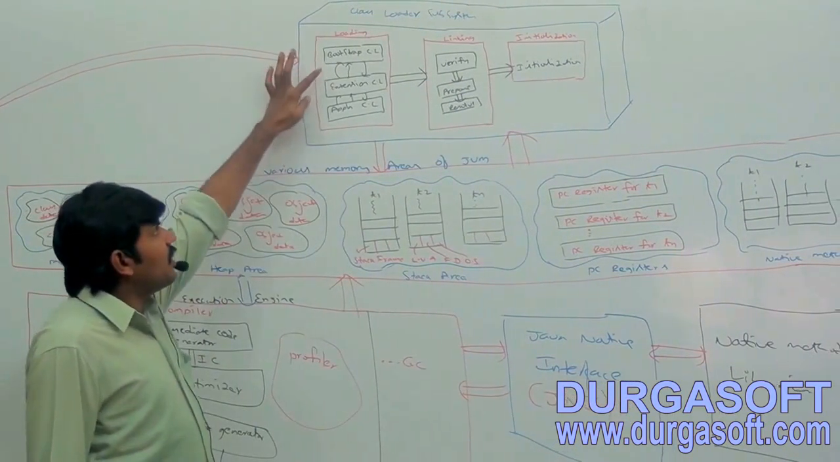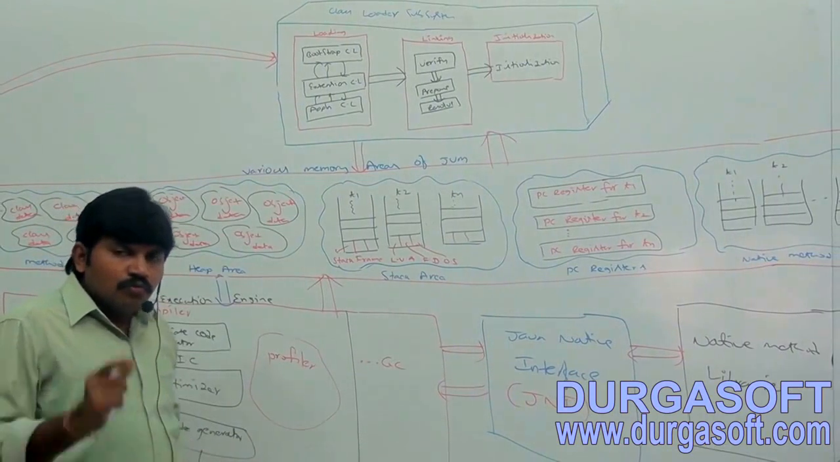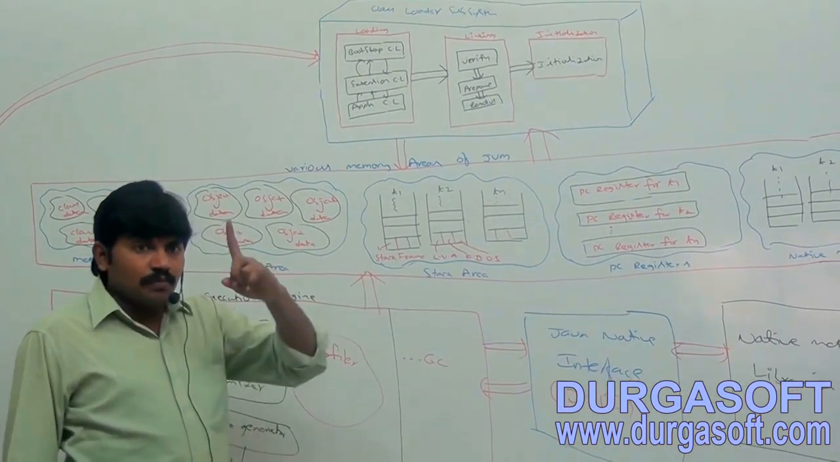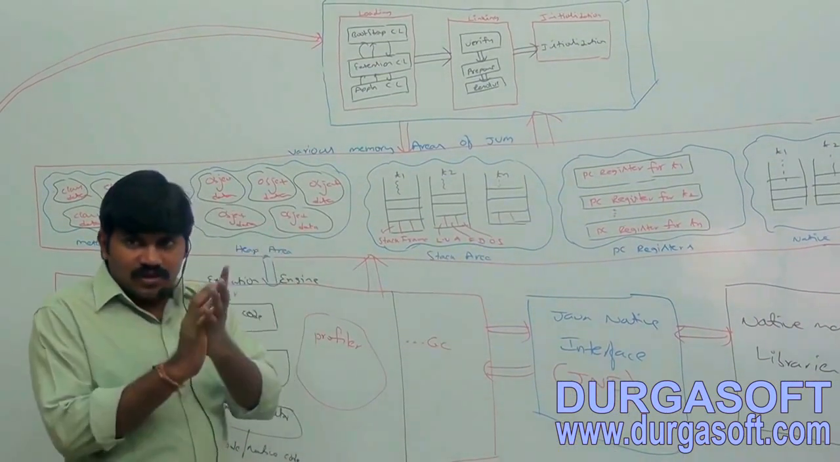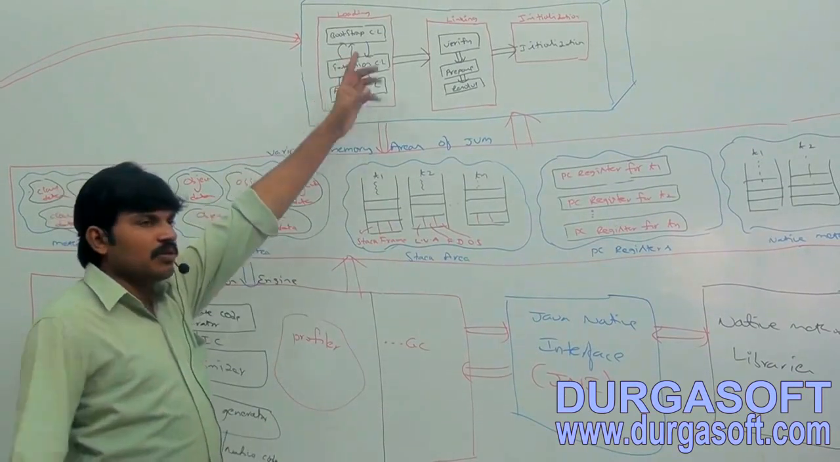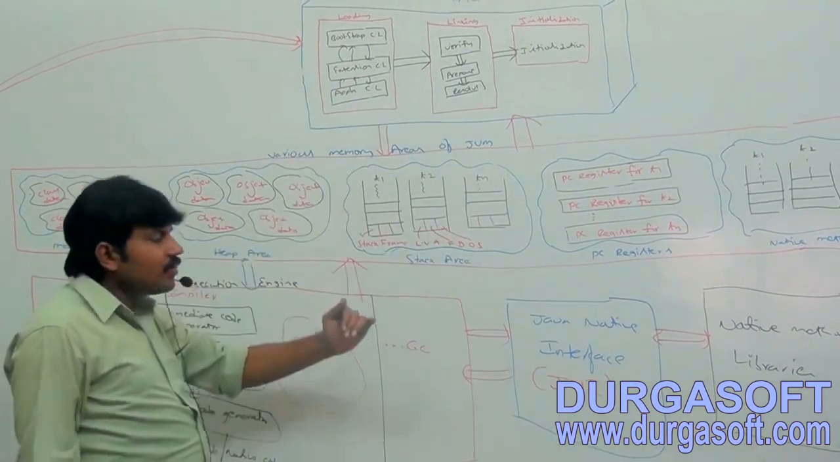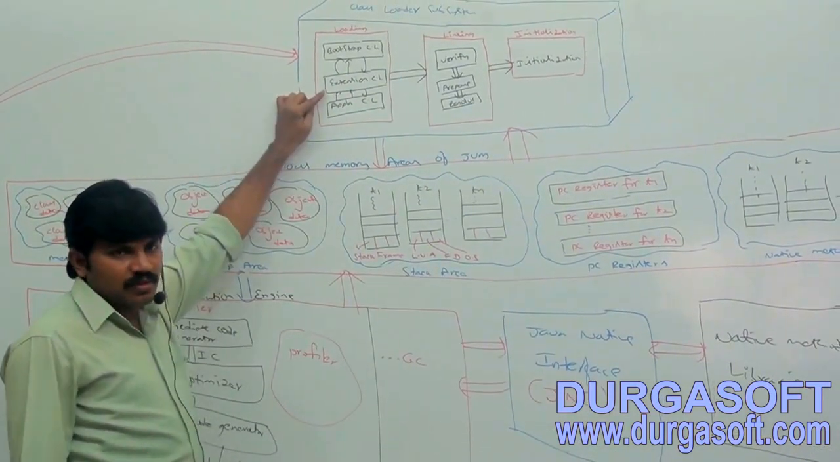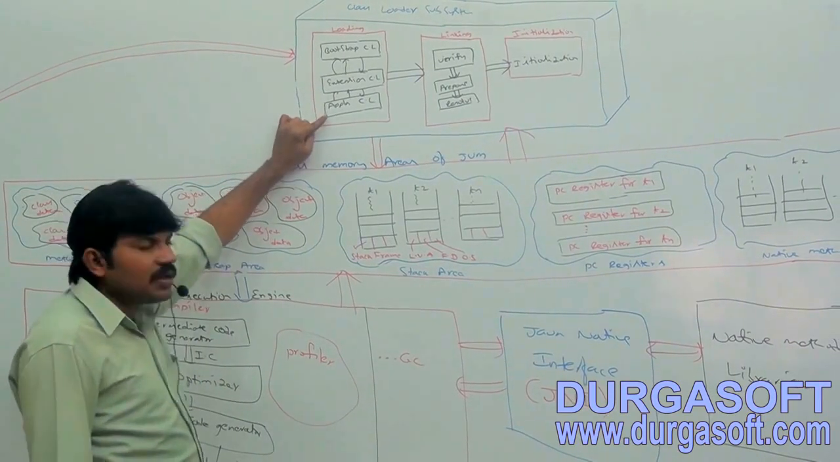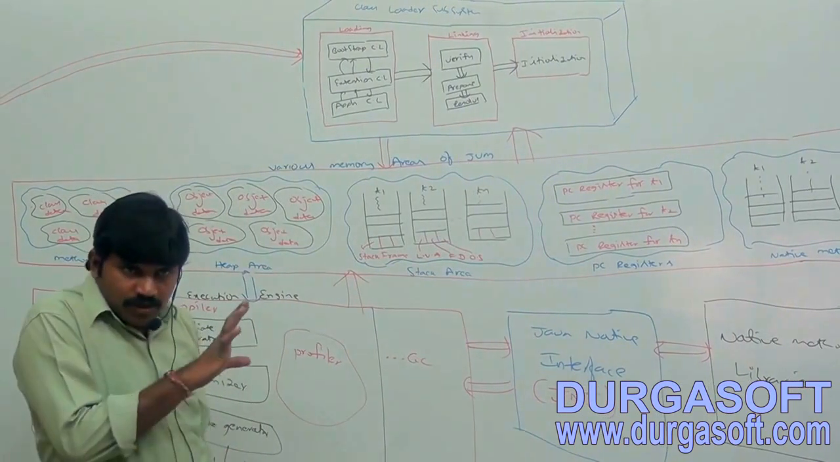Among these three class loaders, which class path will get highest priority? Bootstrap class path will get highest priority. If Bootstrap class loader is unable to load, then who is going to take care? Extension class loader. If extension class loader also is unable to find the .class file, then what? Application class loader. Are you able to understand?